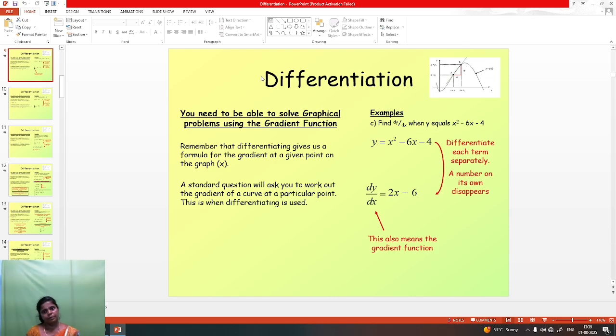Major part of mathematics, and differentiation is nothing but rate of change. Rate of change of a point. Now, the differentiation here.